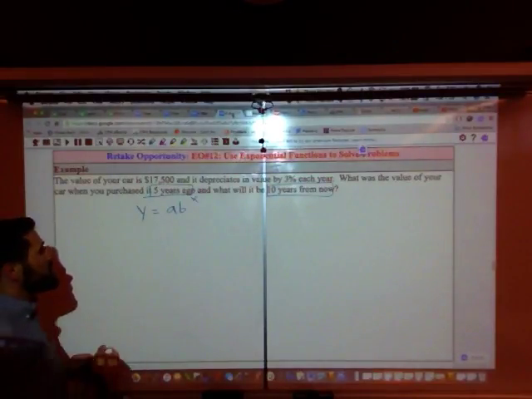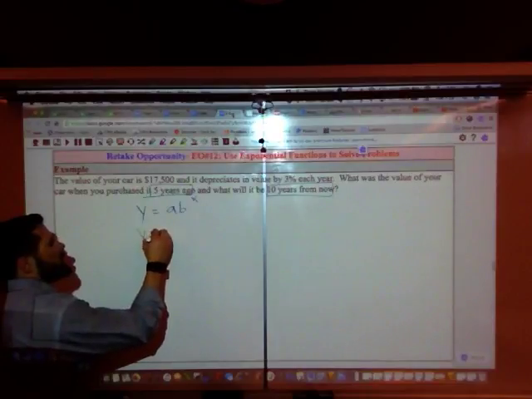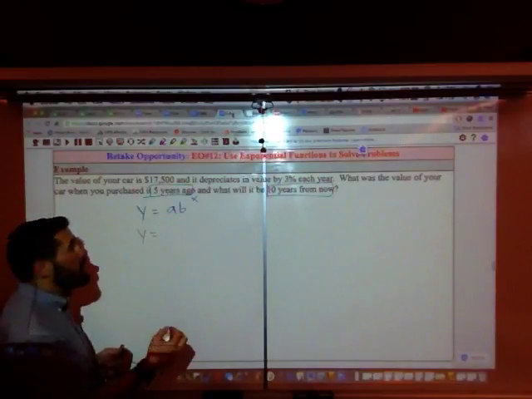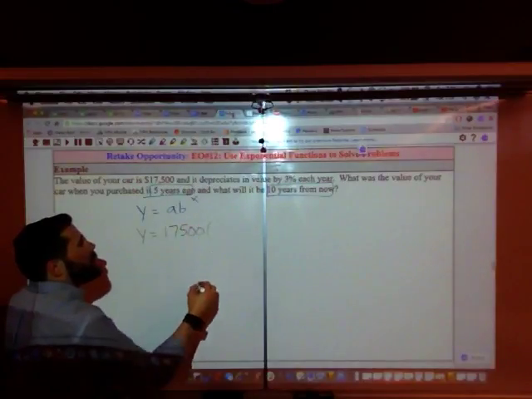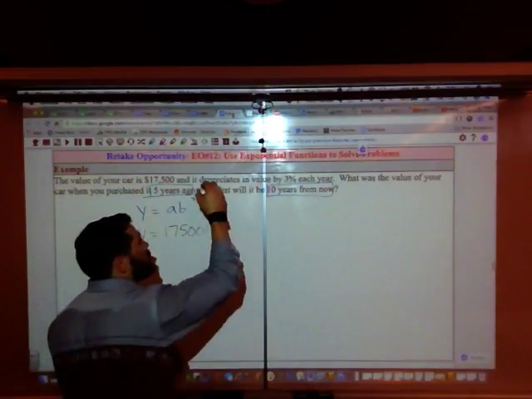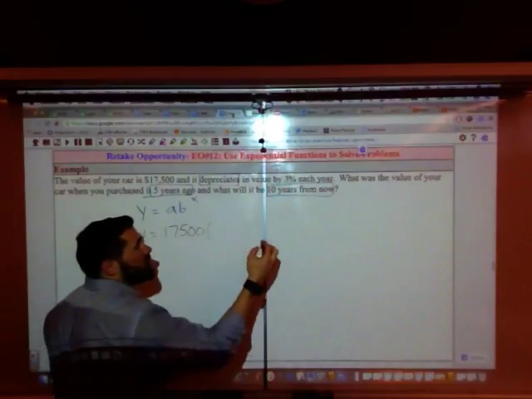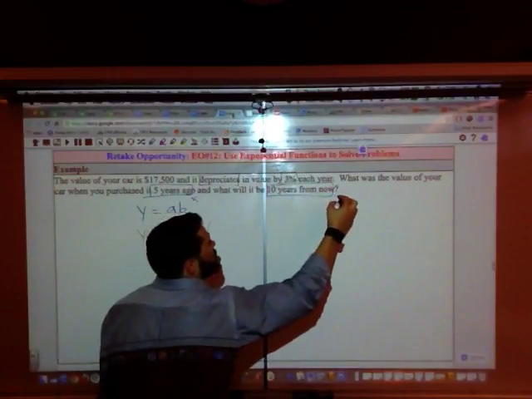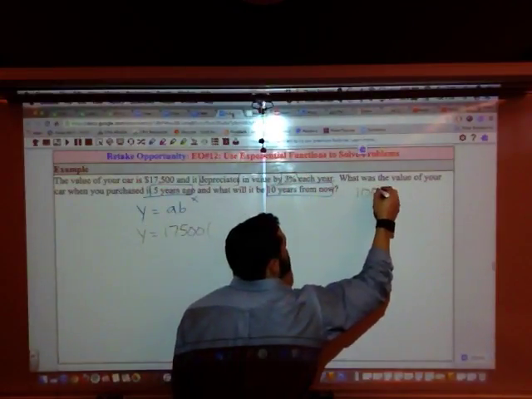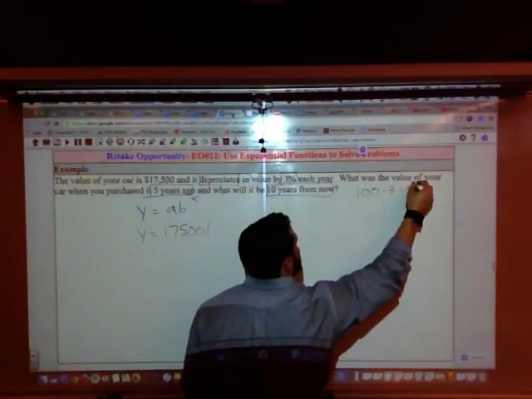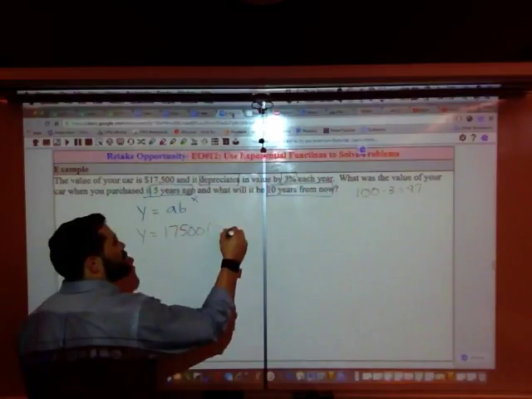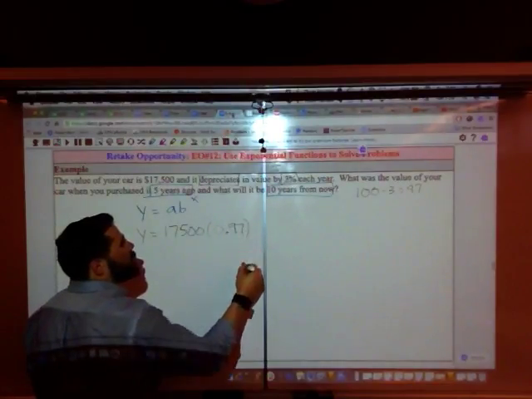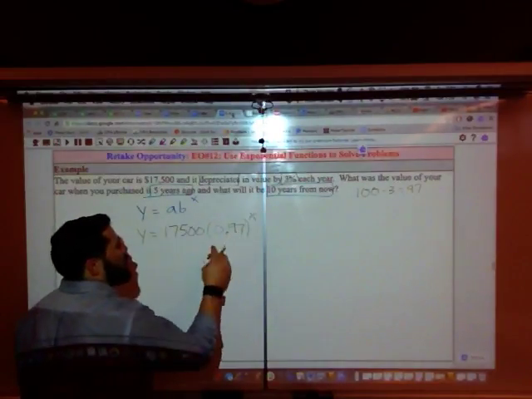So if I use this, I have y equals, my a is my initial value, so I'm going to go with the 17,500. And my b is my growth rate, and this one is decreasing or depreciating by 3%. So that's just 100% minus 3%. That's a 97% growth rate. So I'm going to write that as 0.97, and then I just put x for my amount of years.